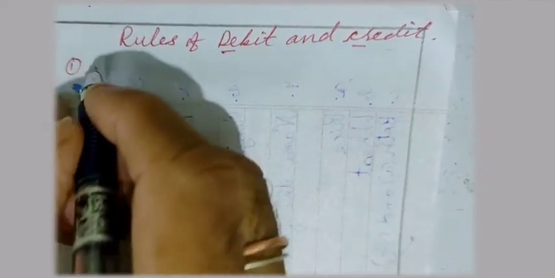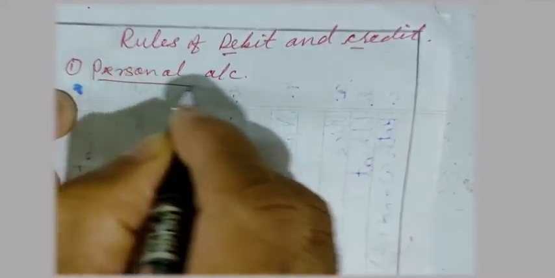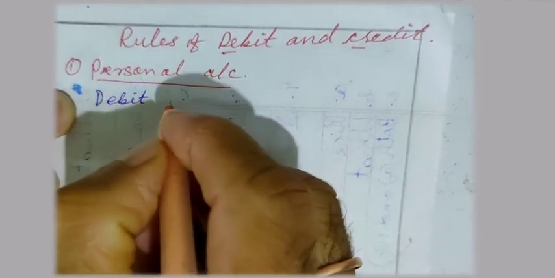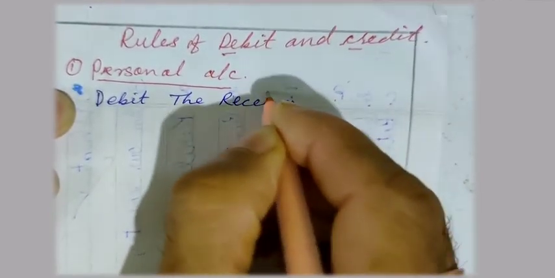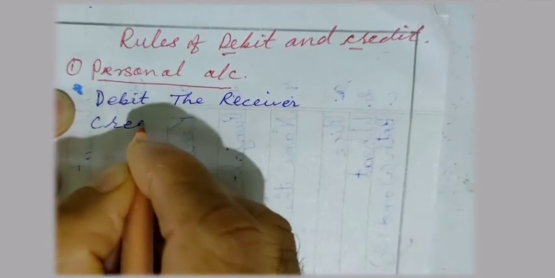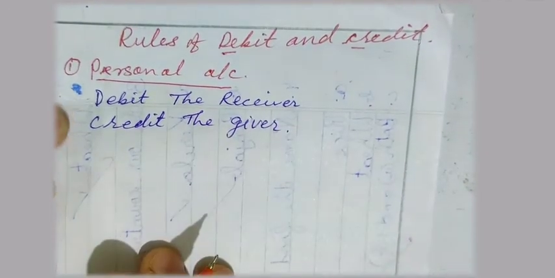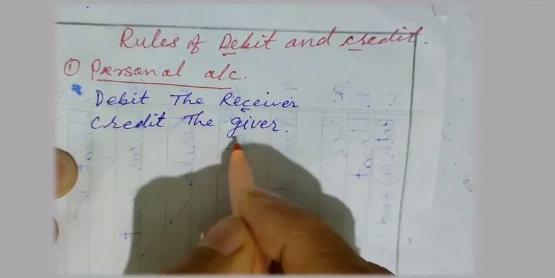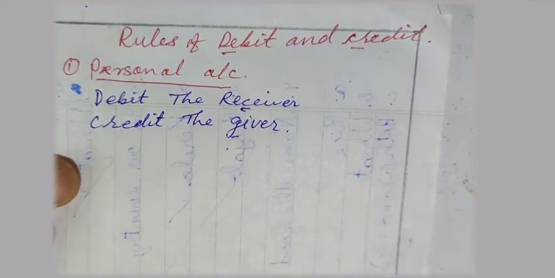So number one, the rule for personal account. Debit the receiver and credit the giver. Now receiver and giver of what? Receiver and giver of the benefit.